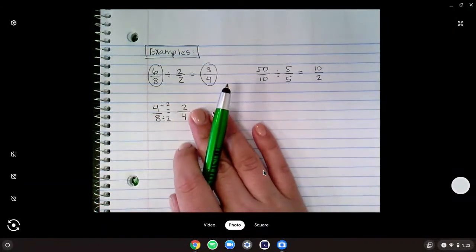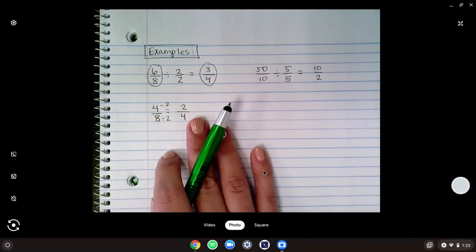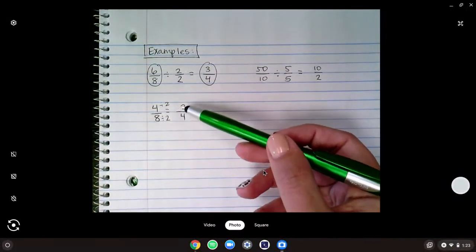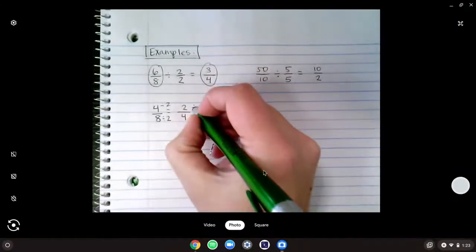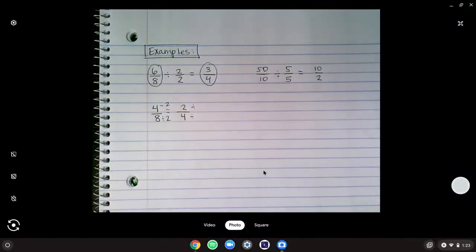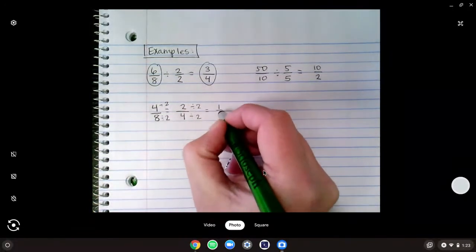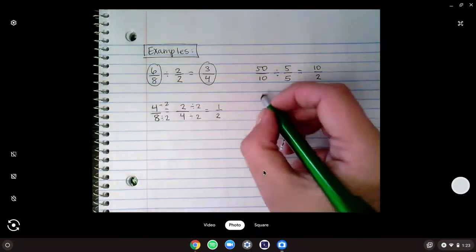Claire asked, could I do a half? Yes. What do you notice about 2 and 4? They're both like half of each other. I could divide again. What can I divide both of them by? Not 1. 2. I can divide by 2 again to make 1 half. Okay. You try this one, 4th grade friends.